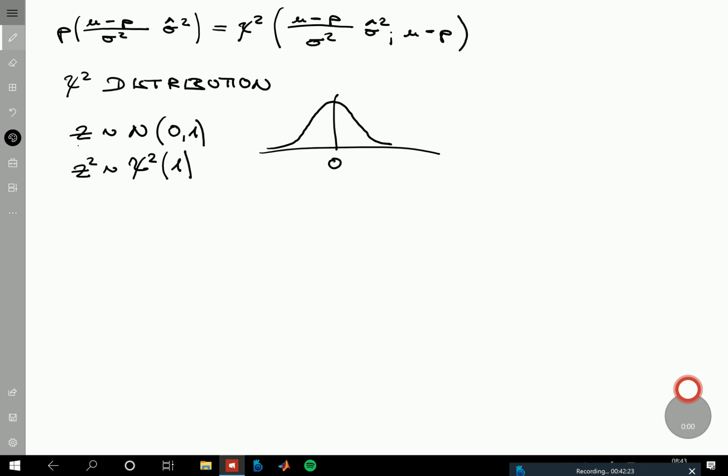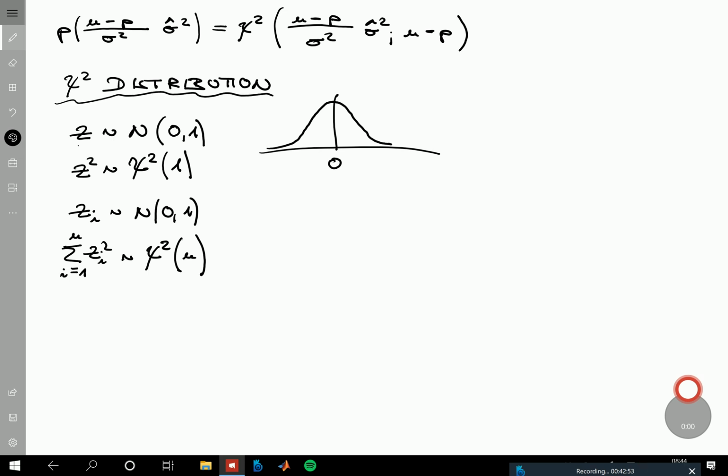Now, if you have multiple of such zi, and you square them and sum them, then these are distributed according to a chi-square distribution of n degrees of freedom. So that's the basic machinery, or the basic definition essentially, of a chi-square distribution.